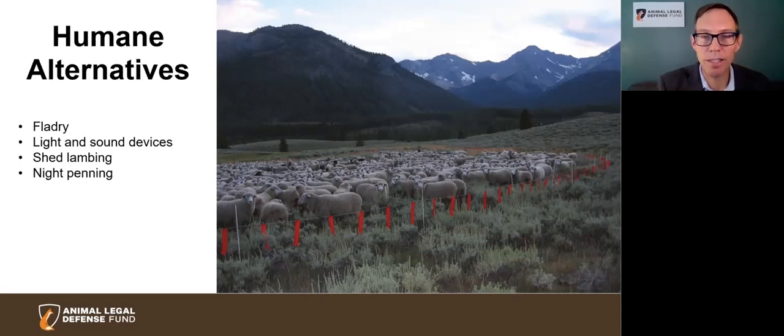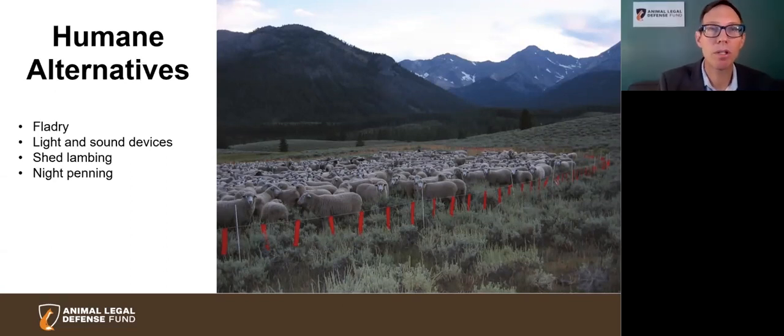Light and sound generating devices can be effective. Shed lambing, which is simply lambing, or when sheep are giving birth, to make sure that they're indoors. That's when they're most vulnerable, obviously. And night penning, putting animals up at night. In addition to these methods, the public should be reminded that young animals are exceptionally vulnerable and should be looked after. It's just common sense.